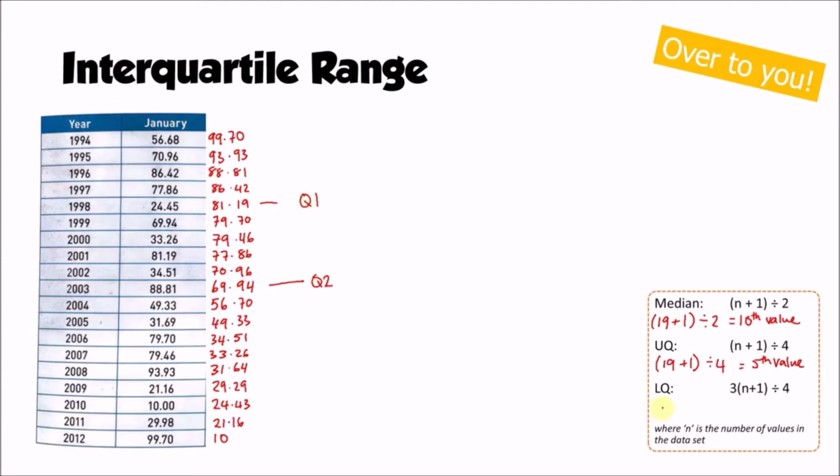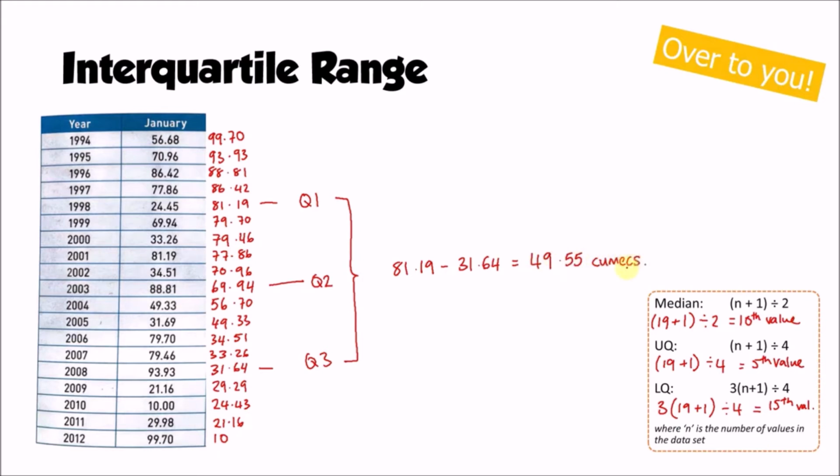And the lower quartile would be 3 times 19 plus 1, or 3 times 20 divided by 4, which is going to give us the 15th value, which would be down here, 31.64. So our interquartile range is the difference between those two numbers, which is 81.19 minus 31.64, which gives us an interquartile range of 49.55. And remember, we need to use the units of measurement, which were in cumecs. Okay, well done if you managed to get that right.